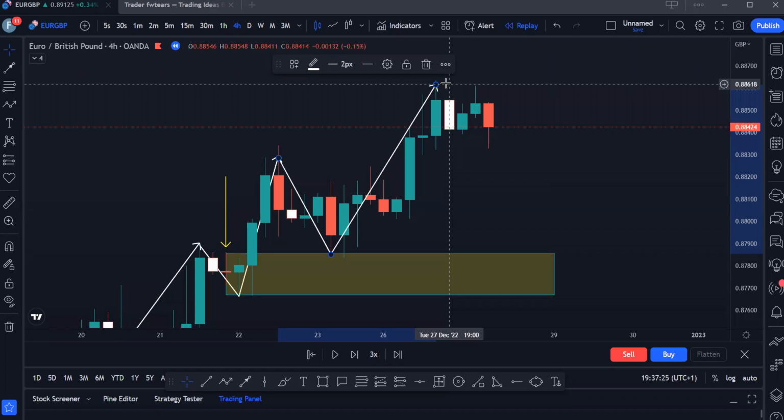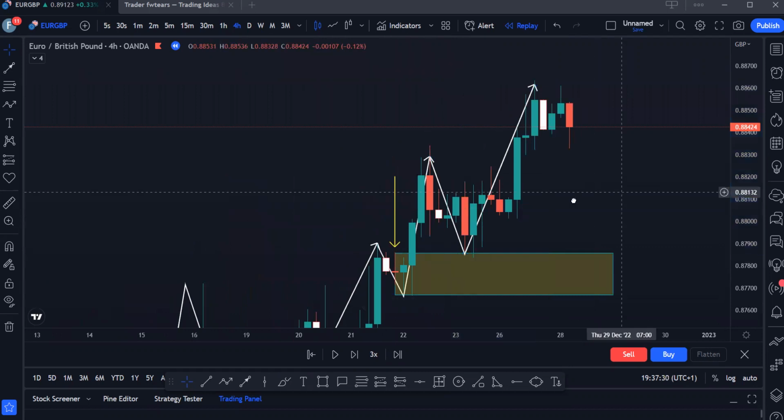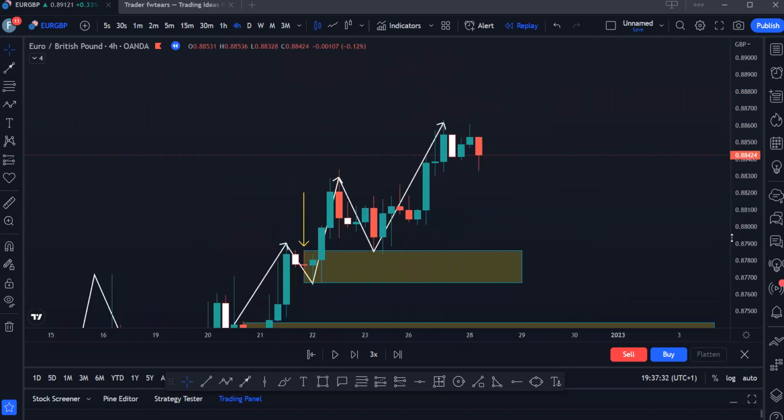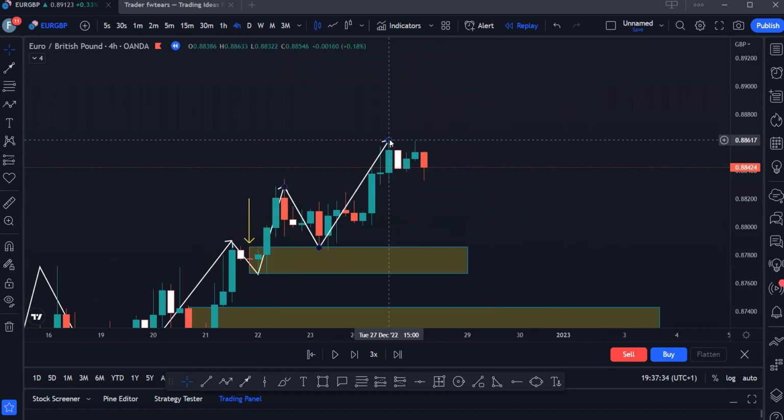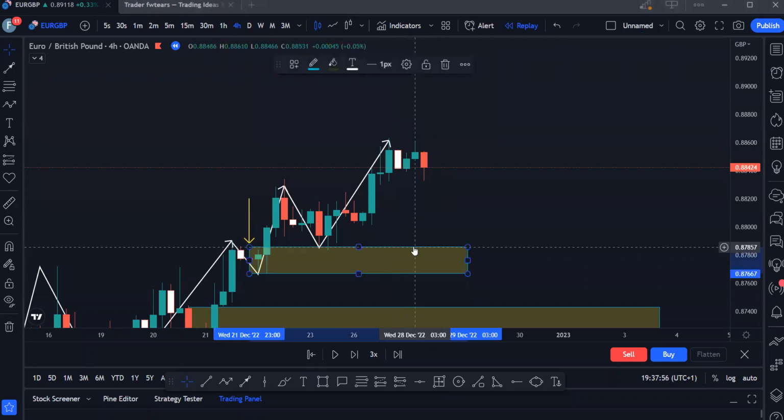Practice makes perfect. Okay, so price has created a new higher high, isn't it? So when price gives you a new higher high, what do you want to do? Price is still in an uptrend. So in an uptrend, you want to look for buy opportunities, and then you are buying in a support zone.